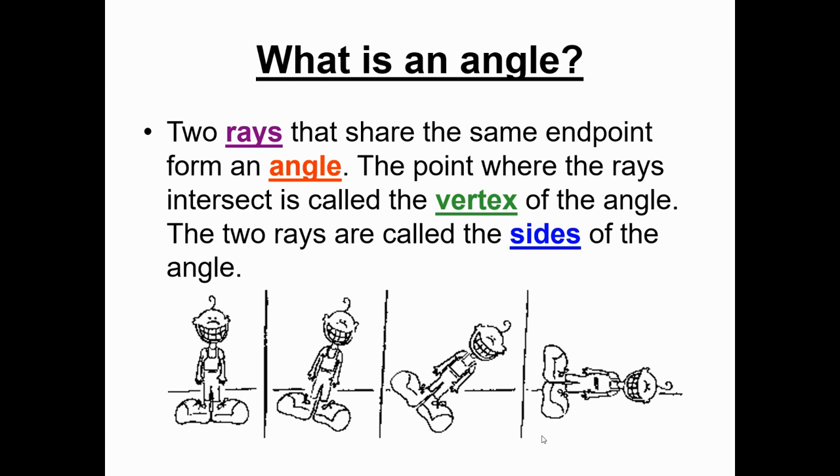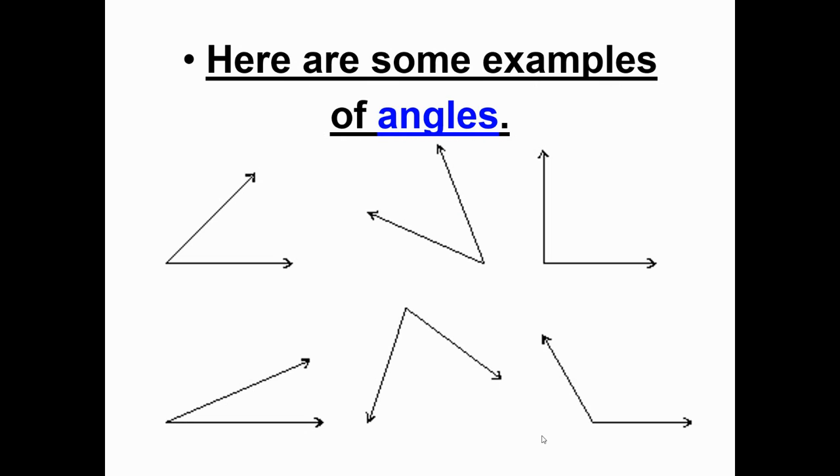The point where the rays intersect or come together is called the vertex of the angle. The two rays are called the sides of the angle. So we're going to look at these things. So here's some examples of angles. If you look right here, this is what we're talking about at this very first angle at the top row.